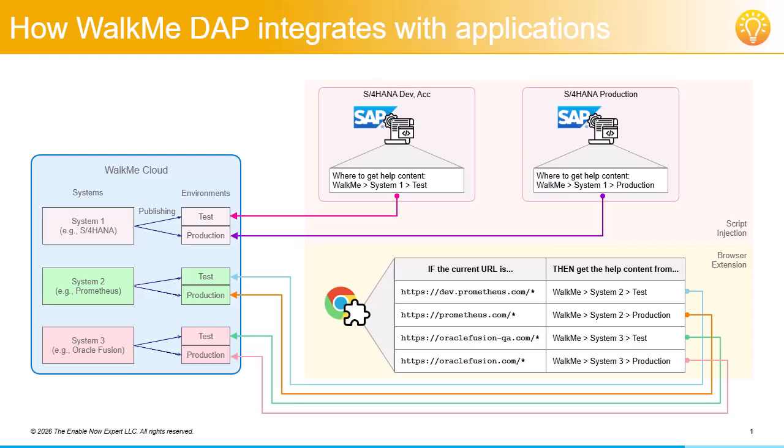Note that there's only a single browser extension, which means that if we want to provide help for another application, we just need to add the application to the help mapping table, which is actually done within WalkMe, effectively in the system definition, so it's not necessary to update the extension itself, just the table the extension's pointing to.